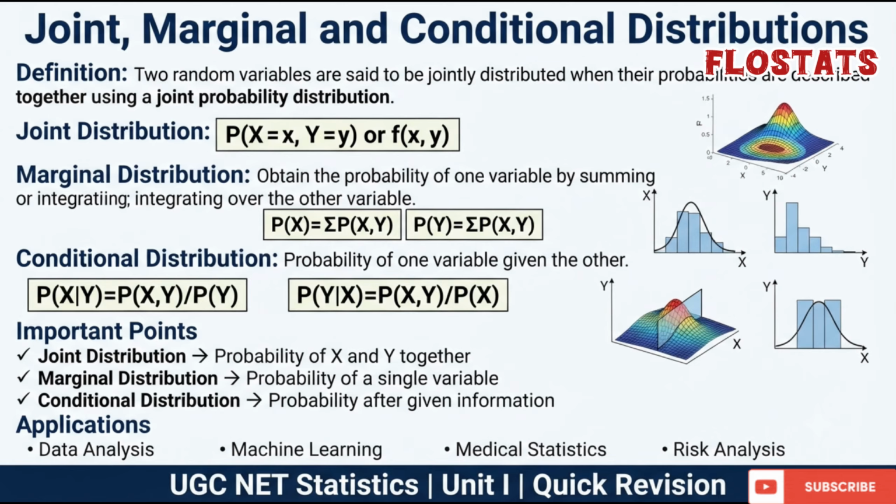The marginal distribution gives the probability distribution of a single random variable by summing or integrating over the other variable. The conditional distribution gives the probability of one random variable when the value of another random variable is already known. These concepts are widely used in probability theory, Bayesian statistics, and machine learning.